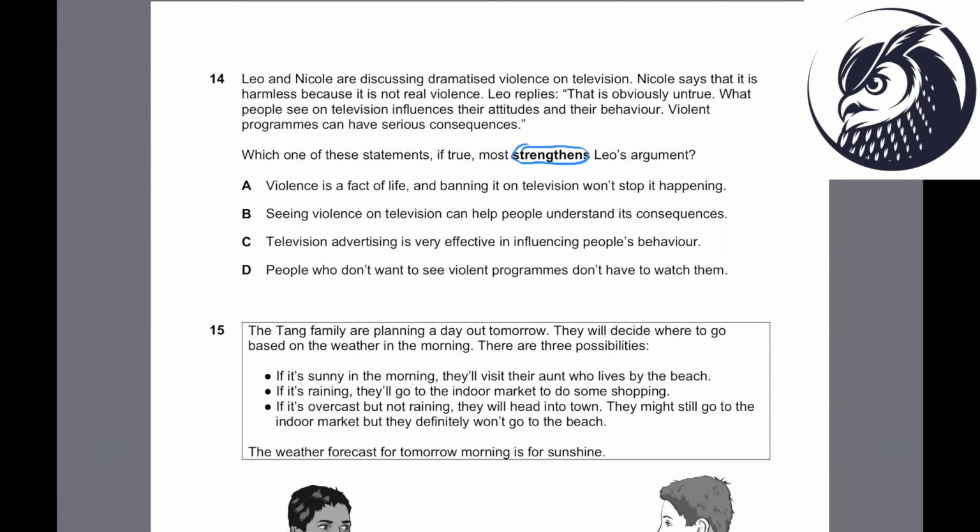So remember, the strategy for this question is to first summarize the arguments or the conclusion in a flowchart. And that's exactly what we're going to do. So we know that Leo is saying that violence shown on TV, so I'm just going to call that TV violence. Leo says that it can definitely influence people's behaviors and attitudes. So I'm going to write TV violence influences attitudes and behaviors.